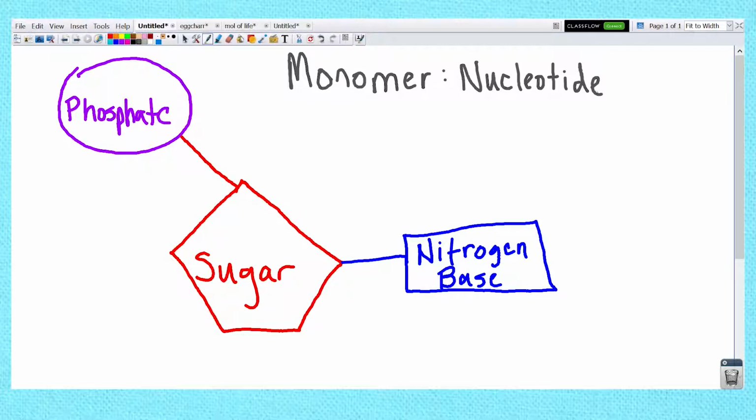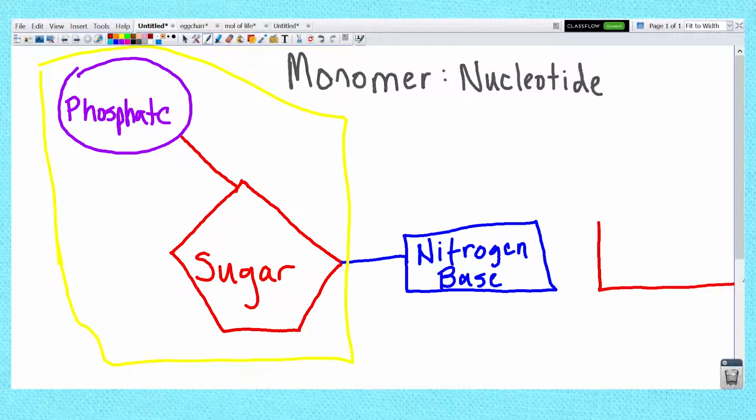So right here, phosphate and a sugar, that makes up the backbone or the side of the ladder that you would grab with your hands. The nitrogen bases make up the rung, which is what you would put your feet on. However, there's one rung on one side and the other rung on the other side, and they connect together. That's where the two colors connect. So let's say that we have a nitrogen base over here as well. This is the other side of our DNA.